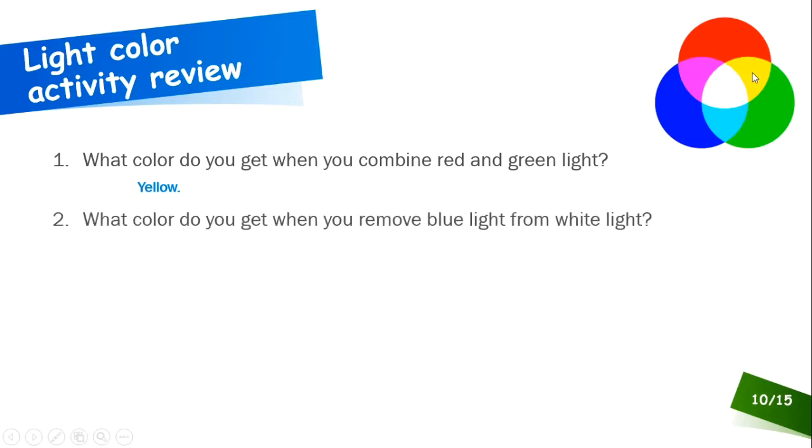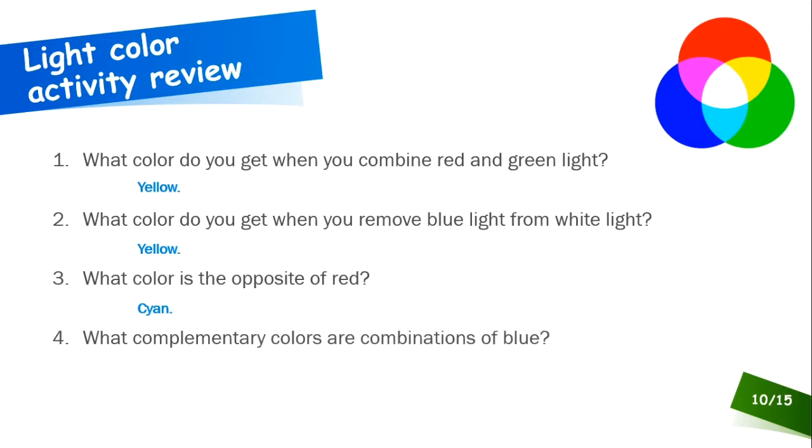What color do you get when you remove blue light from white light? So if I take the white light here and I remove the blue light, that's going to put me over here toward this side of the color wheel, and that's going to give me, again, yellow. What color is the opposite of red? Well, I just look at my color wheel. Here's red. On the opposite side of the color wheel, here we have cyan.